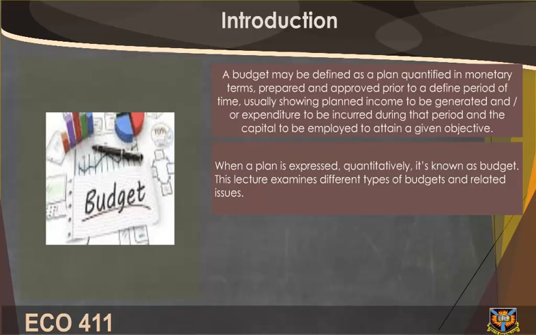Introduction. A budget may be defined as a plan quantified in monetary terms, prepared and approved prior to a definite period of time, usually using planned income to be generated and/or expenditure to be incurred during that period, and a capital to be employed to obtain a given objective. When a plan is expressed quantitatively, it is known as a budget. The lecture examines different types of budgets and related issues.